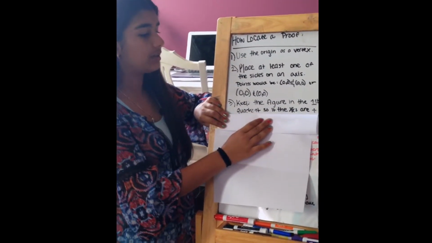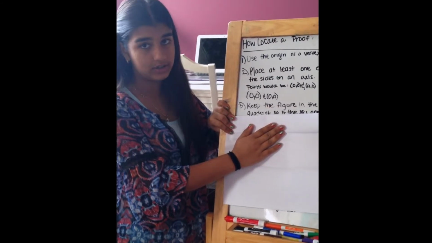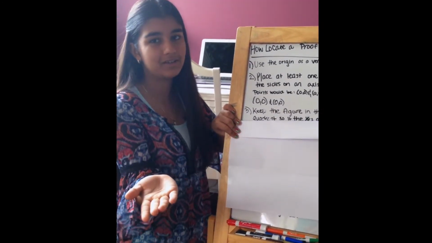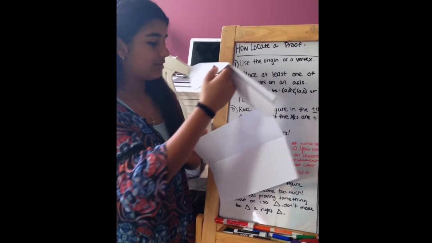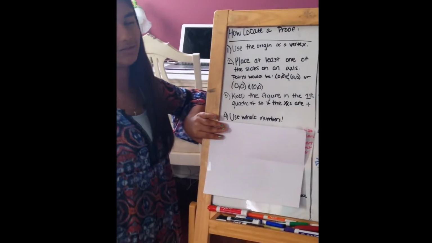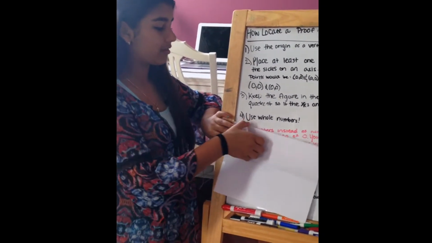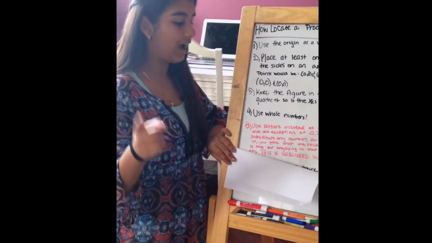The third thing you should do is keep the figure in the first quadrant so all the numbers are positive and you have no negative numbers, because why make your life harder? Then, you should use whole numbers because, again, why would you make your life harder? Now the fifth thing you should do, this is required. You have to do this.